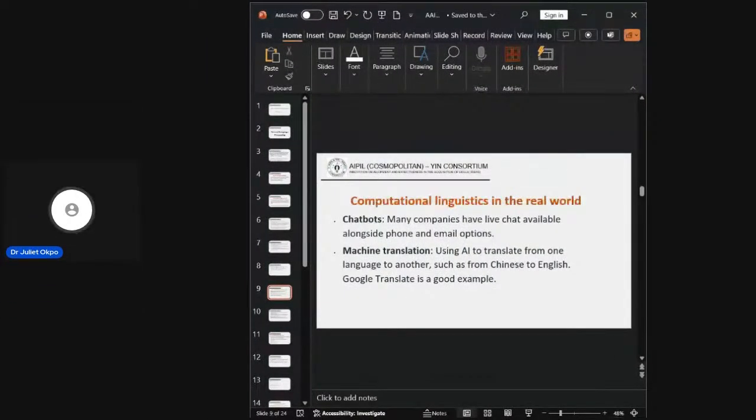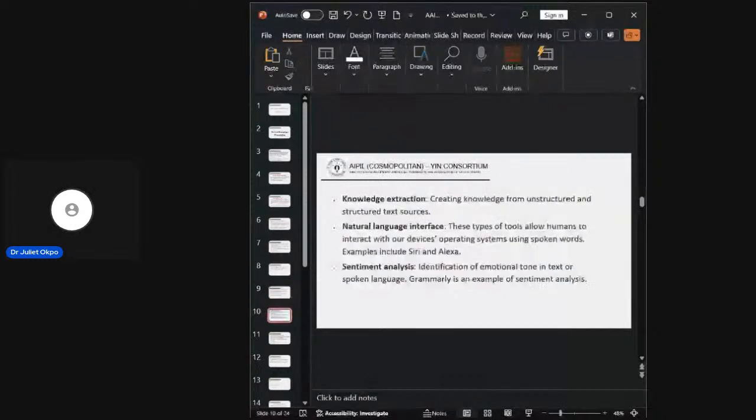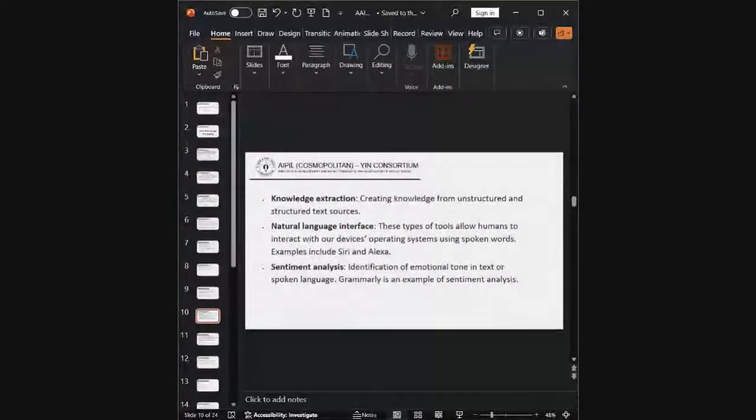All right. Another aspect of the application of computational linguistics in the real world, the real digital world, which is actually the real world now, is creating knowledge from unstructured and structured text. I hope you remember structured and unstructured that we discussed before. We won't be going into that. So extracting knowledge. You're creating the knowledge and then extracting it. That's what we termed knowledge extraction. And so how are you doing that? You're using computational linguistics to be able to extract knowledge from the text. It could be structured or unstructured. That's fine.